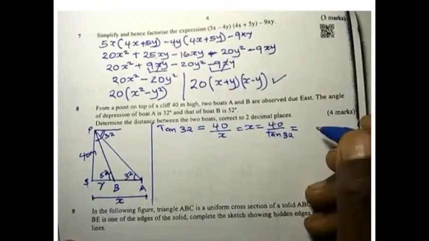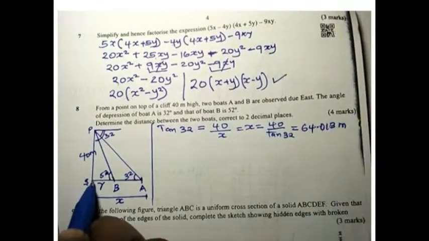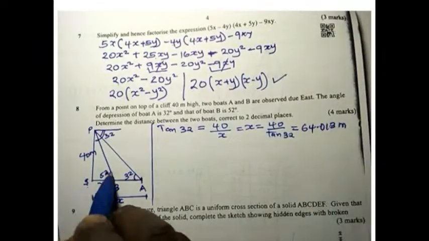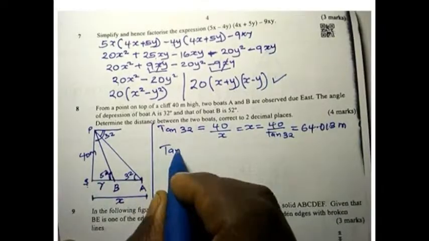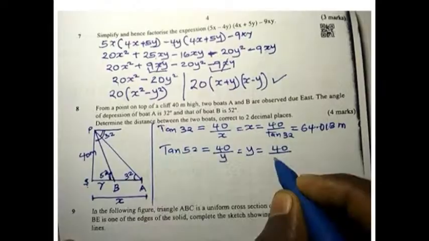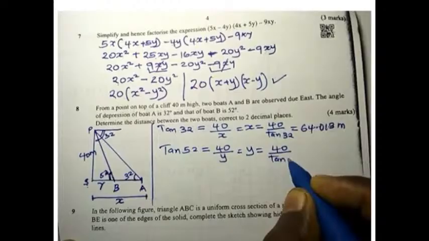give us 64.013 meters. Now we go to SP. We have this angle here, and they are sharing the height. So tan 52 is equal to opposite, which is 40, divided by y. So y is going to be 40 divided by tan 52, and this one will give us 31.251.